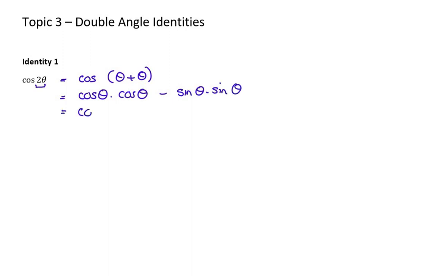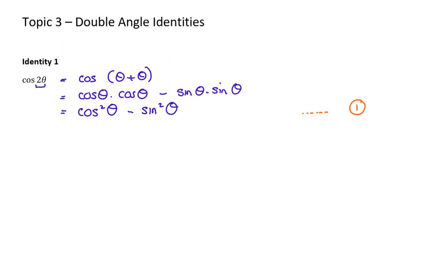I actually did this one in the previous video, because what we're going to do is rewrite 2 theta as theta plus theta, and then use the compound angle identity. The compound angle identity says that you cos the first angle, cos the second angle, and then you subtract sine the first angle, sine the second angle. And so this becomes cos squared theta minus sine squared theta. That is the first identity. There are actually 3 identities, but that's the first one. I'll summarize them in a moment. That's on your formula sheet: cos 2 theta is cos squared theta minus sine squared theta.